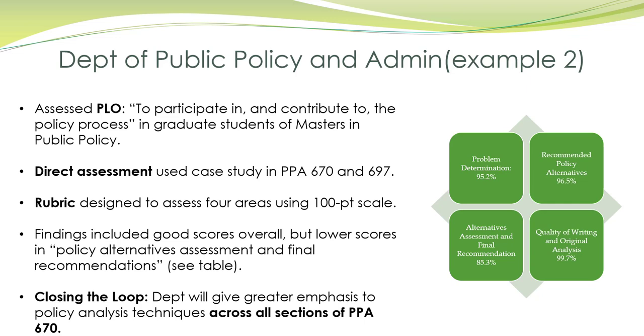The department found that students performed well overall for this assessment, producing scores in the mid to upper 90% range for 3 out of 4 areas of measurement. One area was an outlier, the policy alternatives assessment and final recommendation, though the average for these scores was still around 85%, and you can see those numbers in the graphic on the right.